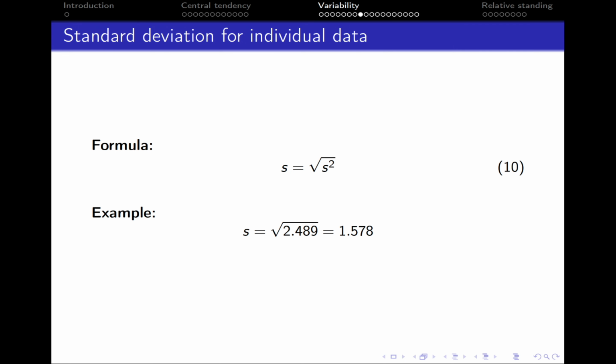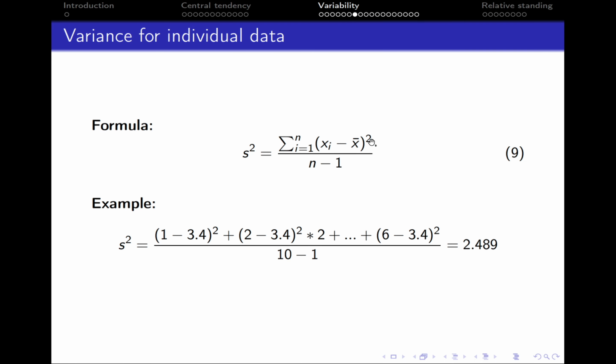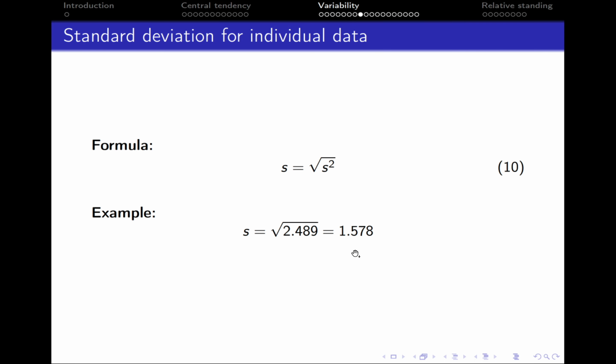We can also calculate the standard deviation, and standard deviation is probably the easiest measure to calculate. This is just the square root of the variance. So we got the variance of 2.489. This is what we got on the previous slide right here. So when we take the square root of it, we get something approximately equal to 1.578. So this is the standard deviation for this individual data set.